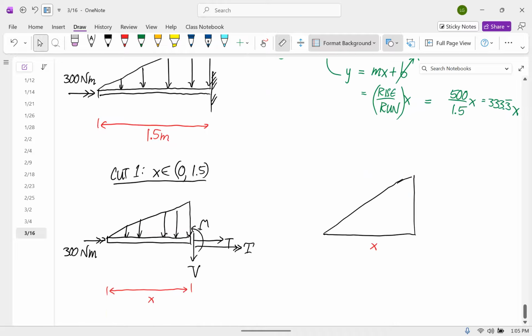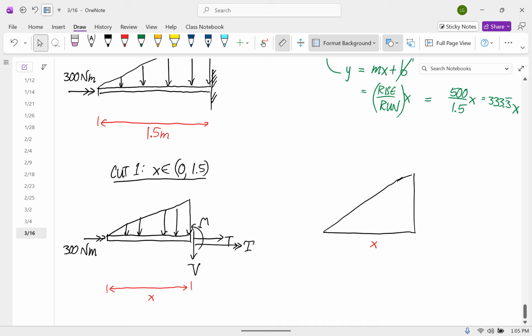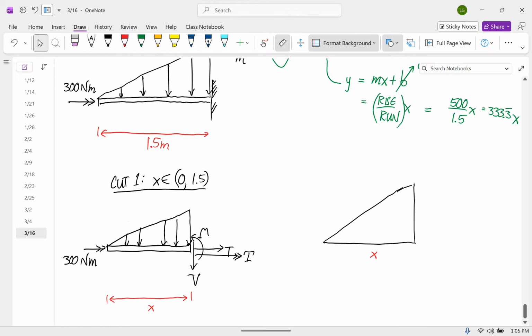But for the cuts, we always have our origin at the left end, so you don't have to worry about that. That's M, the slope of that line function. Okay, so this is what we're going to call q of x. That is the function that defines the height of the distributed load.